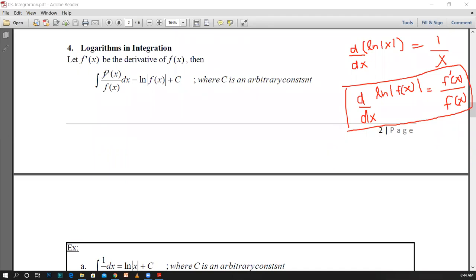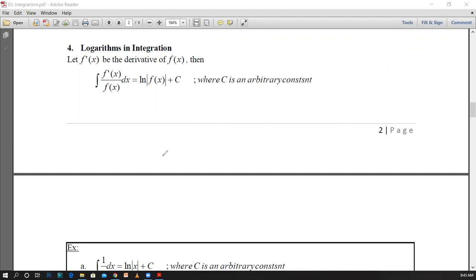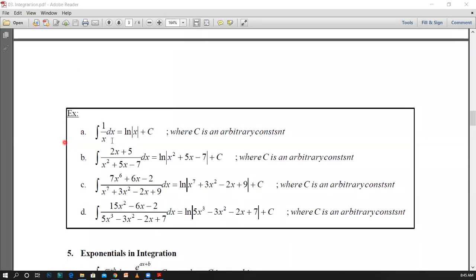Therefore, if your numerator contains a function which is the derivative of the function which appears in the denominator, and you are considering the integral of this quantity with respect to x, then you can directly get it as ln f(x) plus c, where f(x) is the function that you can see in the denominator and c is an arbitrary constant. You can apply this rule for these scenarios. These are some examples I have taken.